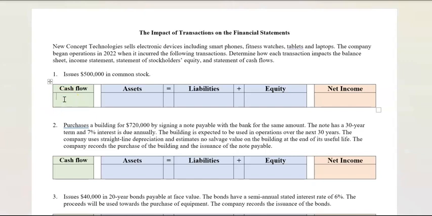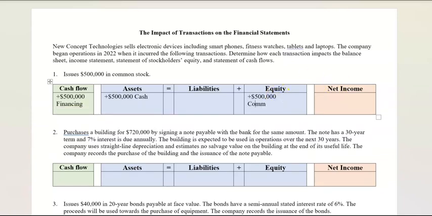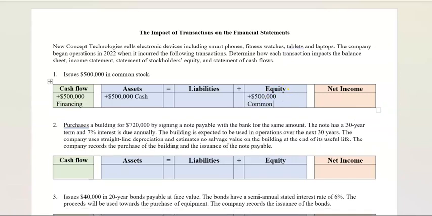So let's start with how that affects the statement of cash flows. Cash flows is going to increase by $500,000. And where are we going to see that classified? Operating, investing, or financing? That's going to show up in the financing section. Let's turn to the balance sheet. When we issue common stock, we know that we're going to be receiving $500,000 in cash. And stockholders' equity is going to also increase by $500,000. And that account is common stock. No impact to net income.